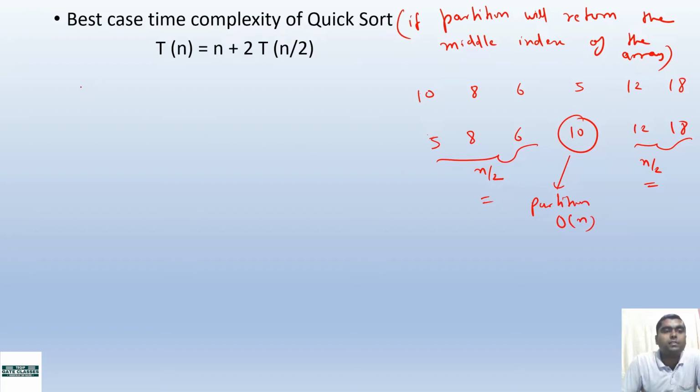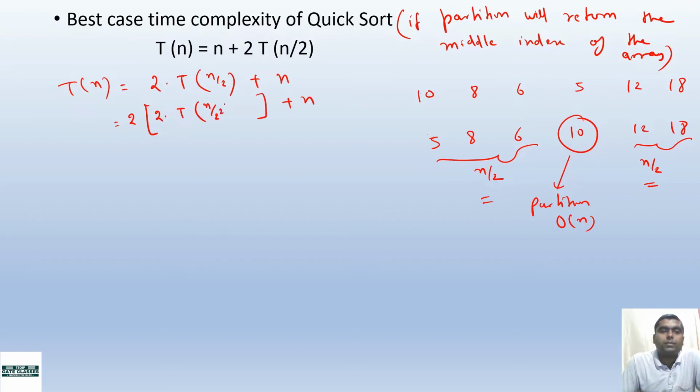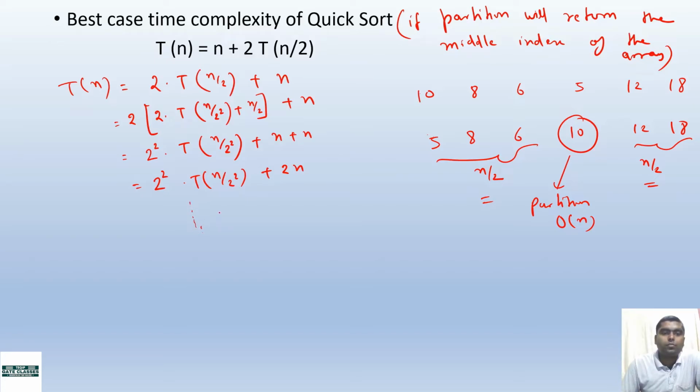So finally this recurrence relation for the best case is T(n) = 2T(n/2) + n, where n is for partition. We can easily solve this by substitution. Substituting, we get 2 times T(n/4) plus n, so it is 2 squared T(n/2 squared) plus 2n. Similarly we can follow this k times.